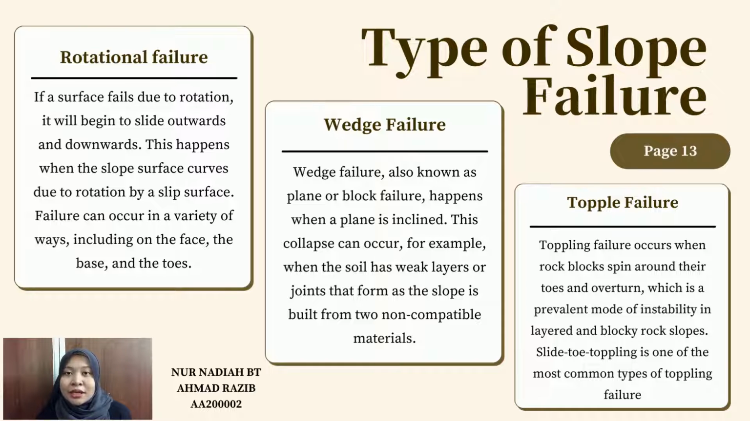Second is wedge failure, also known as plane or block failure, which happens when a plane is inclined. And lastly is topple failure, which occurs when rock blocks spin around their toes and overturn, which is a prevalent mode of instability in layered and blocky rock slopes.